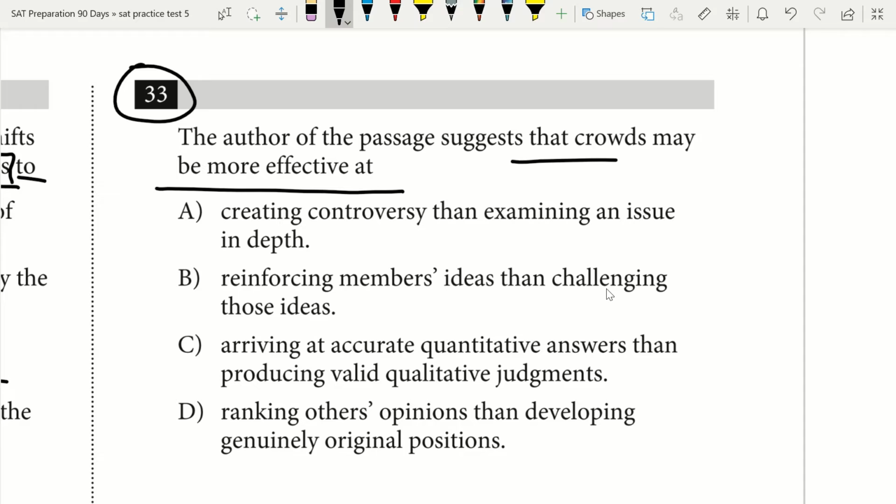Okay, what I'm going to do here is I'm going to go ahead and tell you the correct answer. The correct answer here is going to be C. The author of the passage, in his text, suggests that crowds are more effective at arriving at accurate quantitative answers than producing valid qualitative judgments.